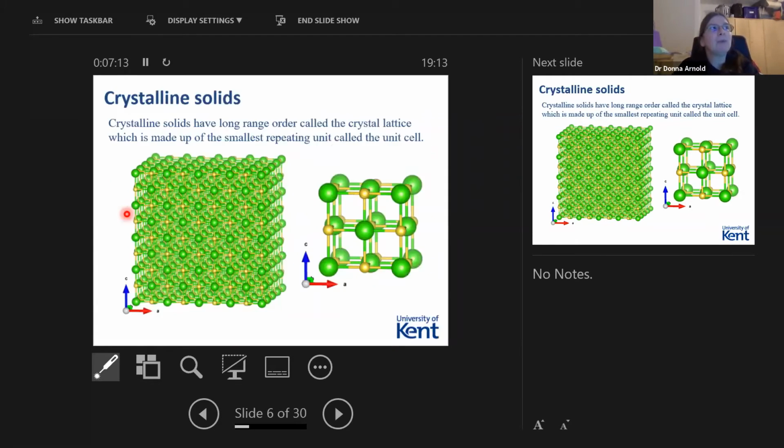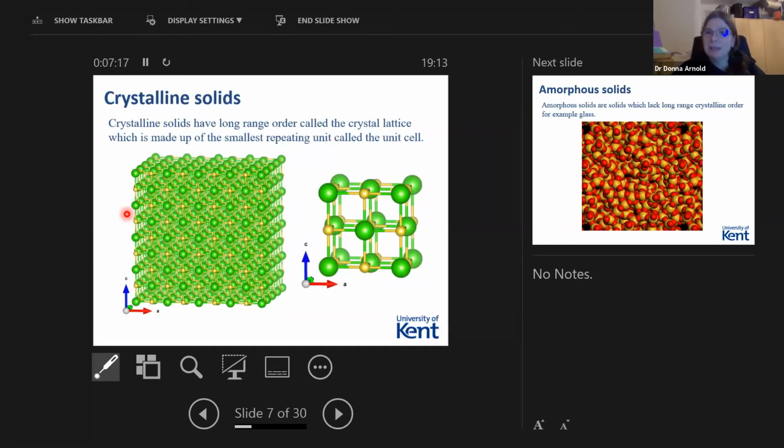If I have all of these atoms, they're all quite close together. And if I have something like sodium chloride, the gold colored atoms are sodium and the green colored atoms are chlorine. So just nice table salt. If I look at that, we know that that's a solid. If I could get close enough to see what exactly the atoms were doing, I would see that they line up together in an ordered array.